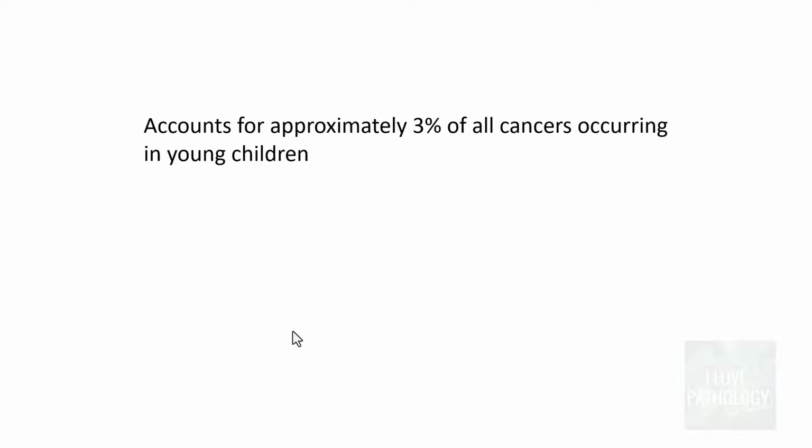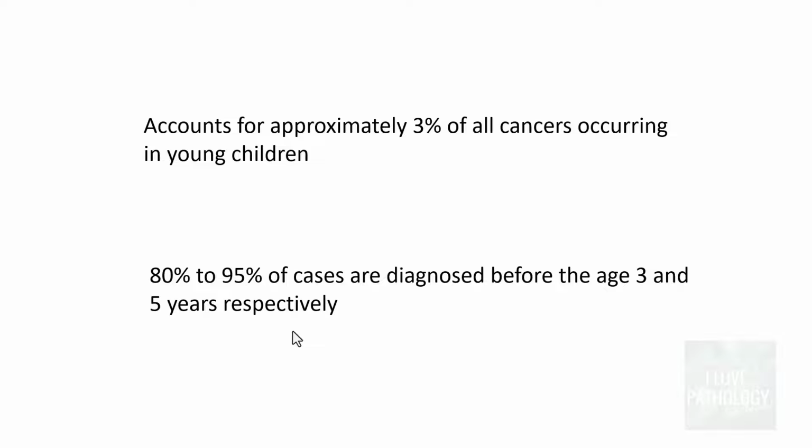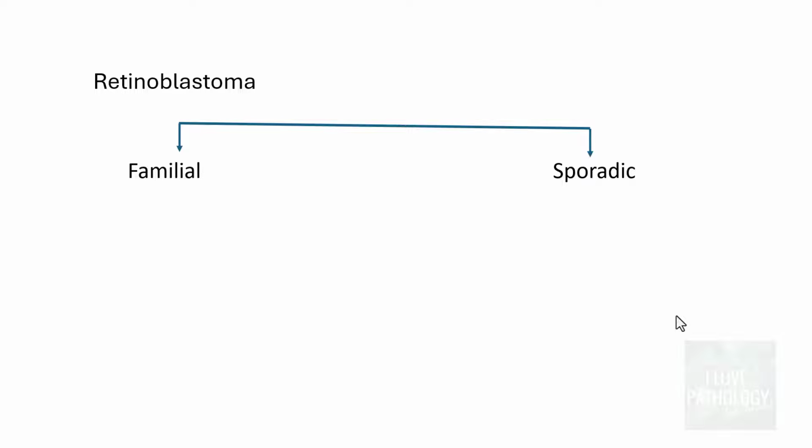It accounts for approximately 3% of cancers occurring in young children. And remember, 80 to 95% of cases are diagnosed before the age of 3 and 5 years, respectively. They are broadly categorized into familial and sporadic types. Familial accounts for around 40% of the cases, whereas sporadic accounts for around 60% of cases. This percentage varies, as some literature says sporadic can be as high as 90% of cases.